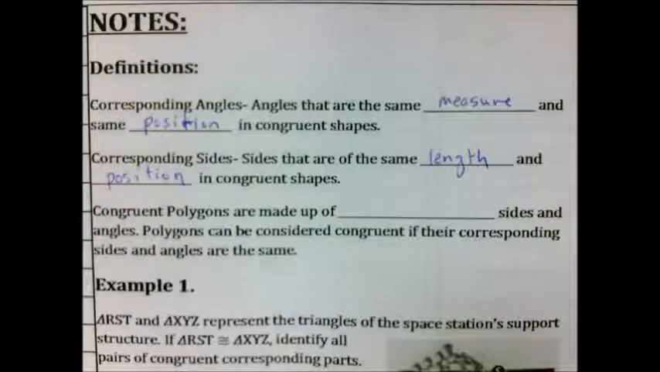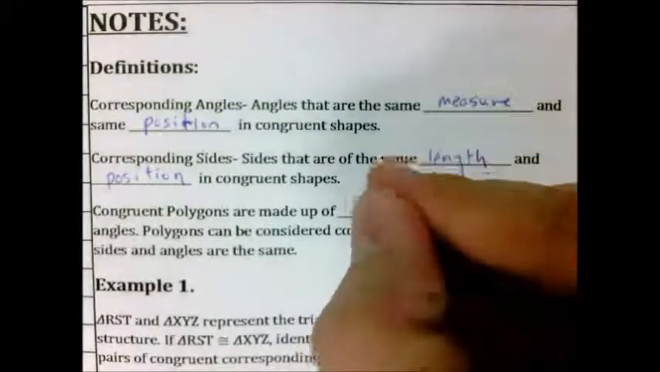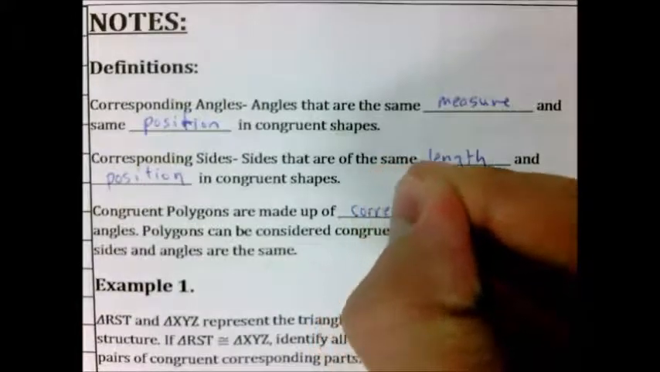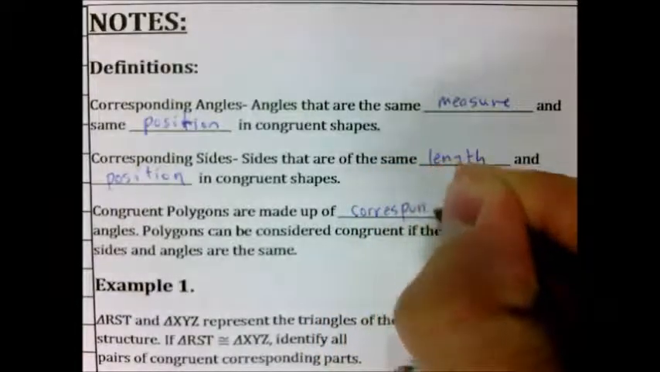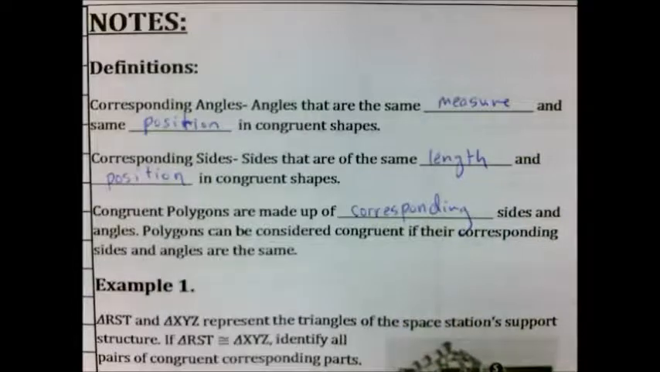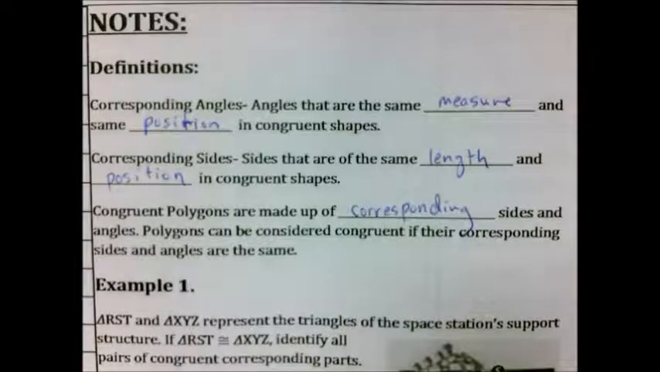Now, congruent polygons are made up of these corresponding sides and angles. Polygons can be considered congruent if their corresponding sides and angles are the same. So let's dive into it a little bit more by going through some examples.